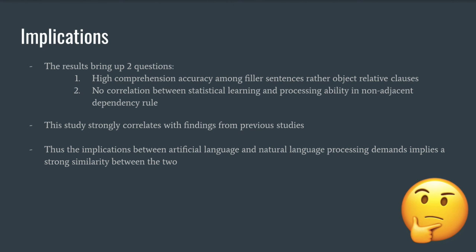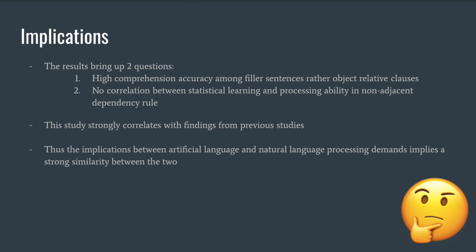Secondly, there was no correlation found between statistical learning and processing ability in the non-adjacent dependency rule. This might be a result of artificial grammar tasks having no meaning, whereas object relative tasks include a level of comprehension due to the task including the interpretation of form-meaning mappings.